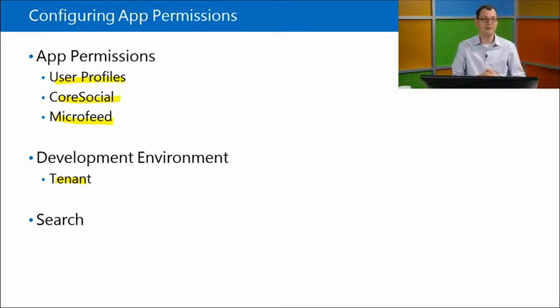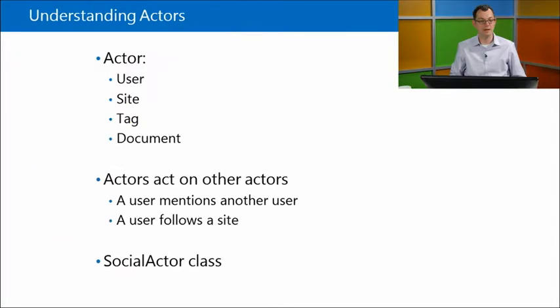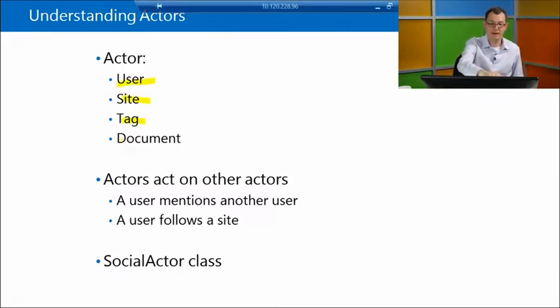Awesome. And as we also saw in the previous module on user profiles, search is also a big part of making your apps social. And so, of course, you would want to ask for that permission as well if you're creating a social app using search. I mentioned actors in the overview, and here's a list of the actors that you have available to you to interact with. So when you're following something, that's an action you're taking on an actor. There's a social actor class that works with these 4 types: user, site, tag, and document.